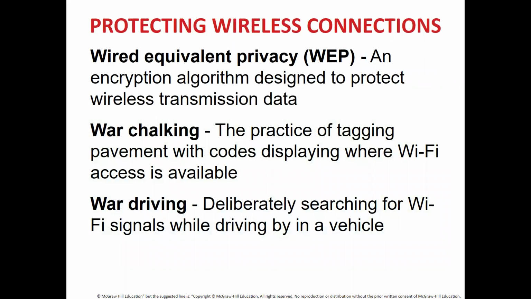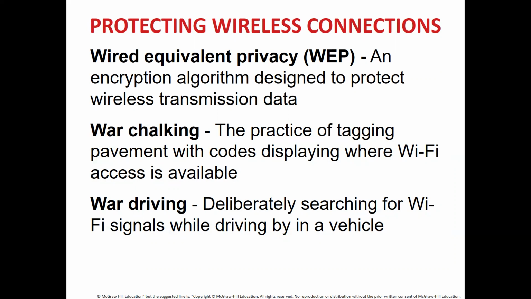Now, protecting wireless connections. To protect your wireless network, you need some measures. There are some easy methods and some expensive and difficult methods to secure your data. The first easy one is wired equivalent privacy. This is an example of an encryption algorithm designed to protect wireless transmission data. A very good example is a username and password that we generally have.